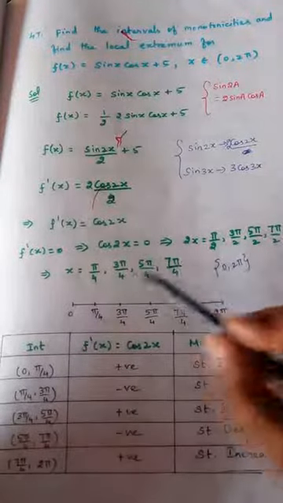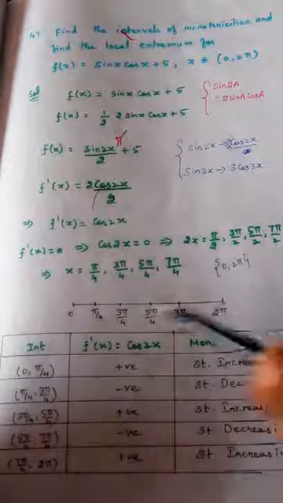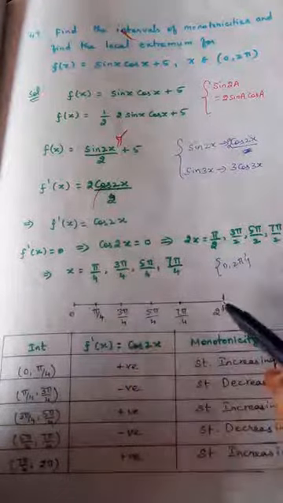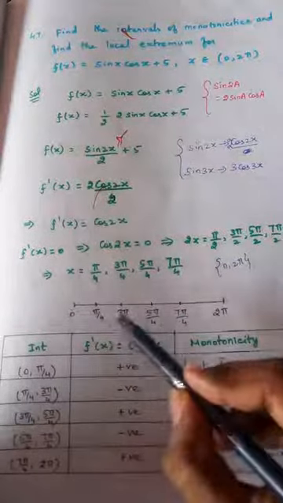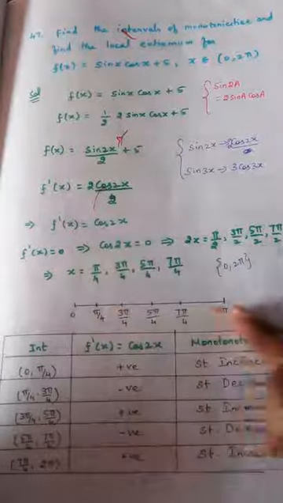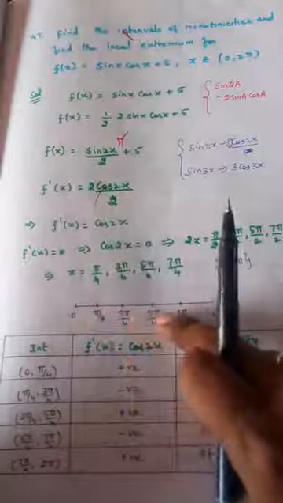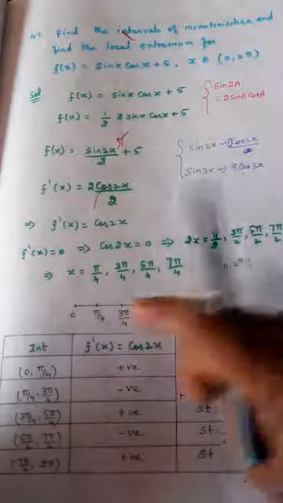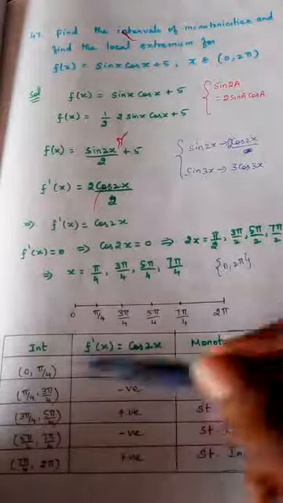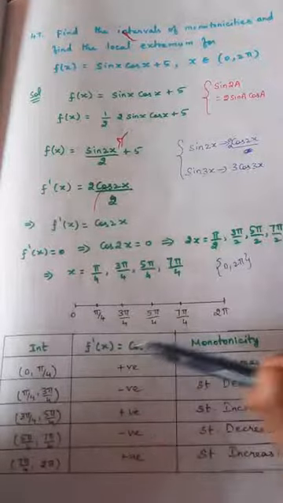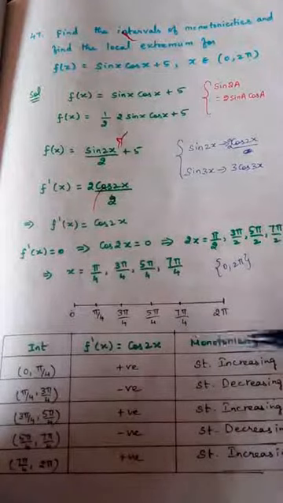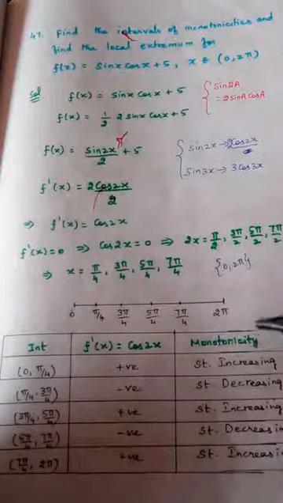Critical numbers. After getting the critical numbers, we should draw the number line. In the number line, the given interval is marked 0 on one side and 2 pi on the other side, and all these 4 values will come between them. After drawing this, the number line is split into 5 intervals: first, second, third, fourth and fifth interval. So immediately we are framing the table. Interval, first derivative value, that is cos 2x. Monotonicity, the meaning is whether it is increasing or decreasing, we will say here.